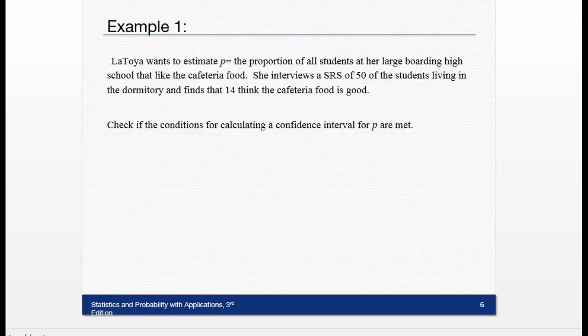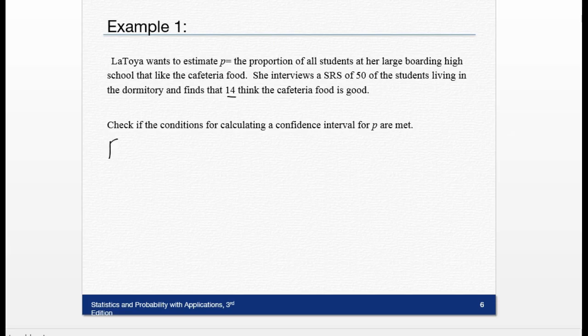Latoya wants to estimate the proportion of all students at her large boarding school that like cafeteria food. She interviews a simple random sample of 50 students, of the students living in the dormitory, and finds that 14 of them think the cafeteria food is good. All right, so check to see if the conditions are for calculating an interval for P are met.